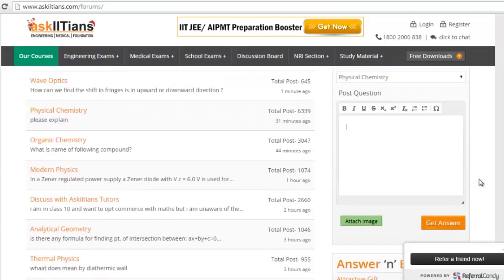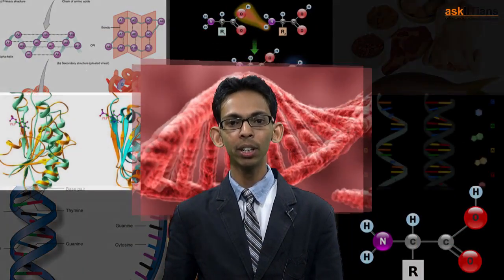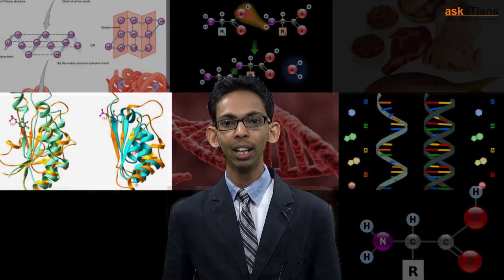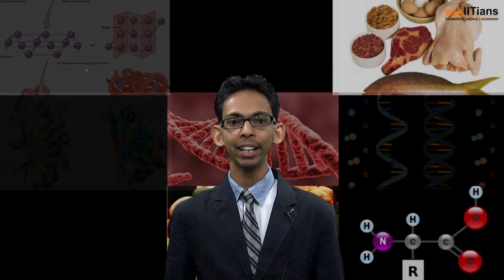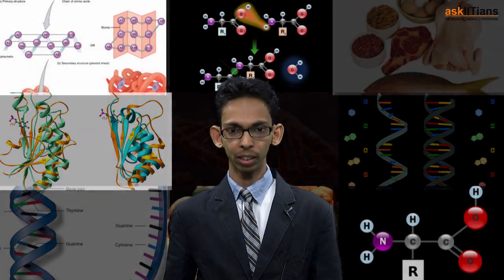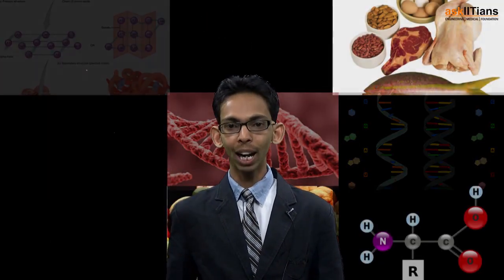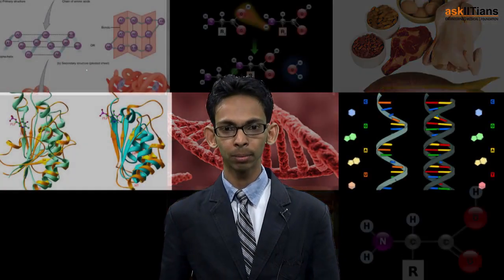So now we are aware of disaccharides and polysaccharides also. In this video, we studied a number of disaccharides like maltose, sucrose, lactose, and also polysaccharides like starch and cellulose. With this, we finish our study of carbohydrates. In the next video, we'll start with amino acids. Stay tuned. Thank you.